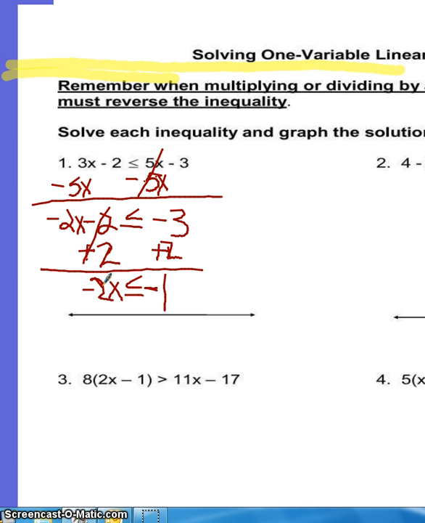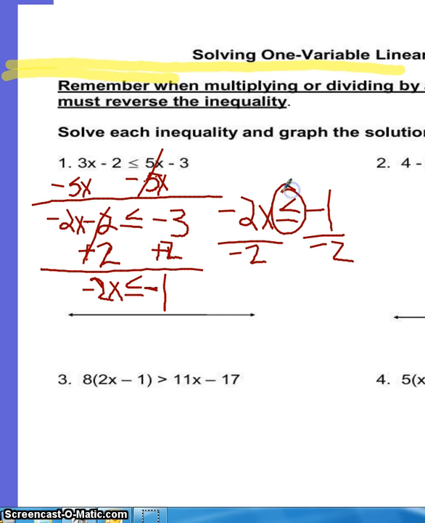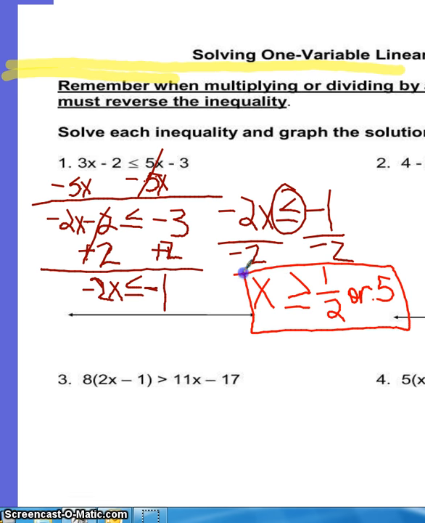So now what do I have to do? Divide by the negative 2. What did we say we have to do when we divide by a negative 2? We must flip the inequality. So we have negative 2x is less than or equal to negative 1, but we're dividing by a negative 2. So because I'm dividing by a negative 2, I have to flip my inequality. And I'm left with x is greater than or equal to 1/2 or 0.5.